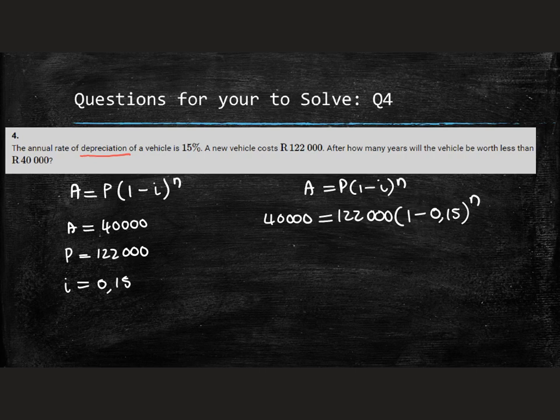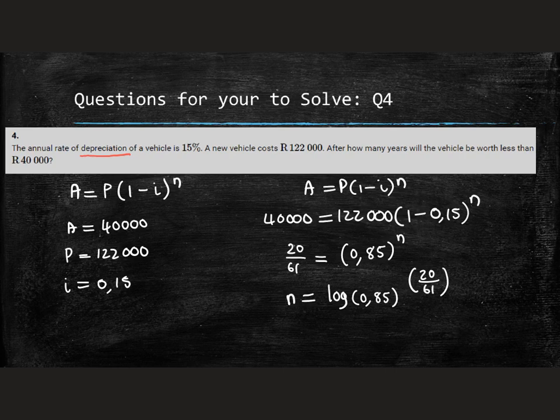Let's take 40,000 and divide it by 122,000, and what we find is we get a fraction of 20 over 61. And when we say 1 minus 0.15, what we get in the brackets is 0.85 to the power of n. We want to convert exponential form into log form, so n is equal to the log of the interest rate component and the quotient of the future value over the present value, which tells us that n is equal to 6.86, and this is in years.